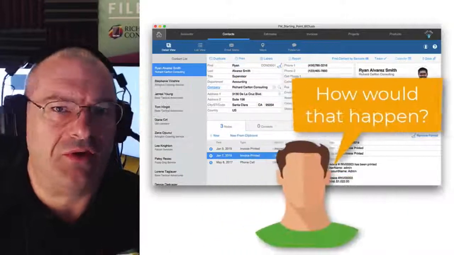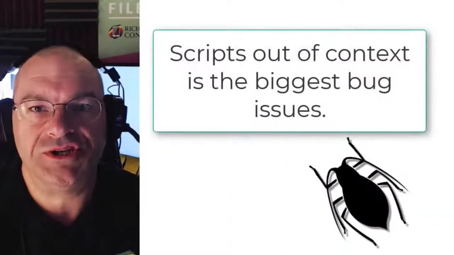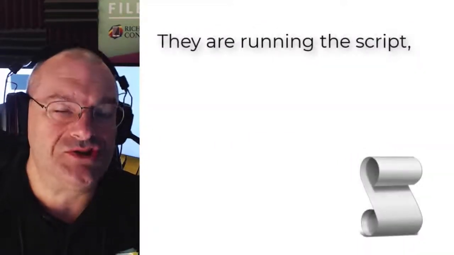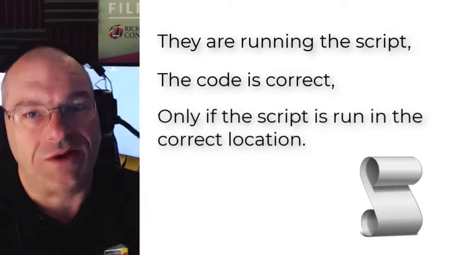And of course, you're asking yourself, well, how would that ever happen? Well, it happens all the time. It's one of the number one bug issues that occur with people trying to debug scripts. And that is that they're running the script. The code is correct if the script starts in the correct location.